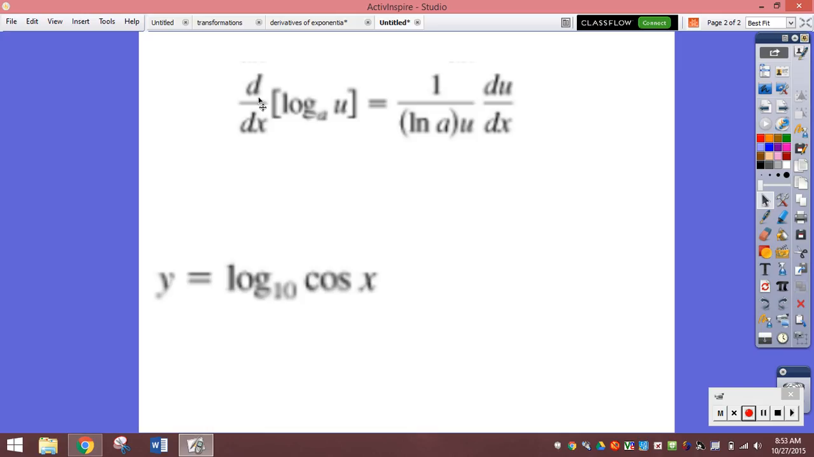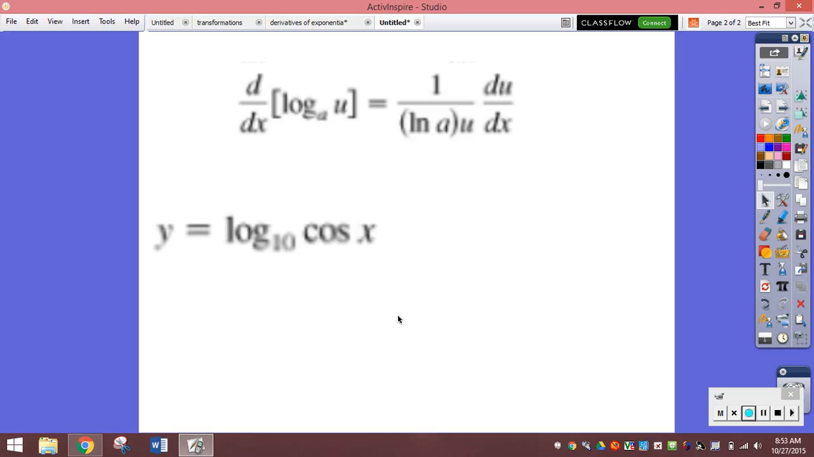The rule is derivative with respect to x of log base a of u equals 1 over natural log of a times u times du over dx. And so this is just one of those formulas you have to memorize.